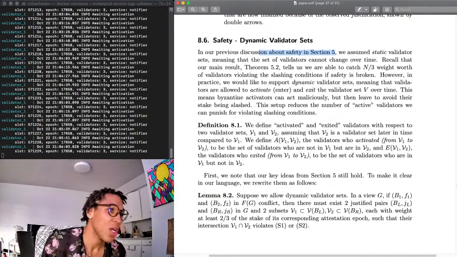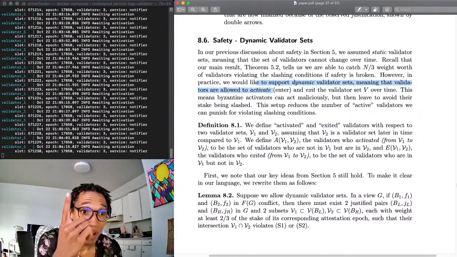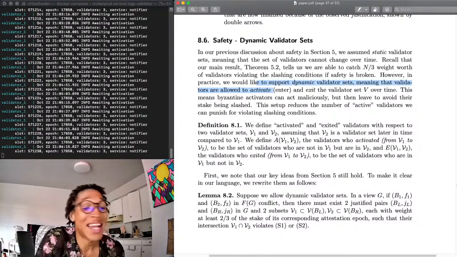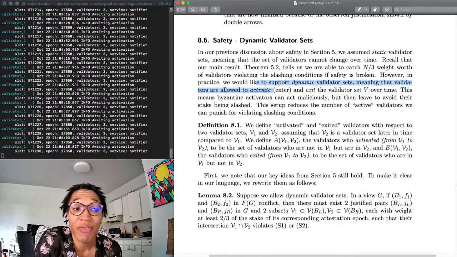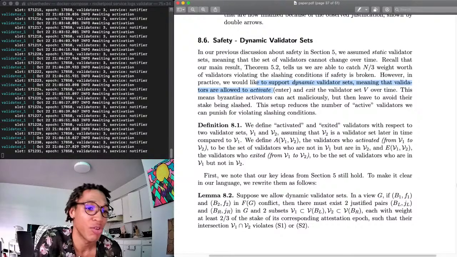However, in practice, we would like to support dynamic validator sets, meaning that the validators are allowed to activate, enter, which is what I have going above, awaiting activation is what happened to my 3 validators, and exit the validator set over time. So eventually, give it maybe a year or so, you'll be able to exit. It'll take about, I think, 4 months to fully exit your nodes from the network.